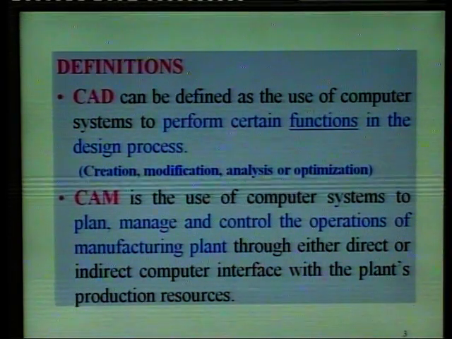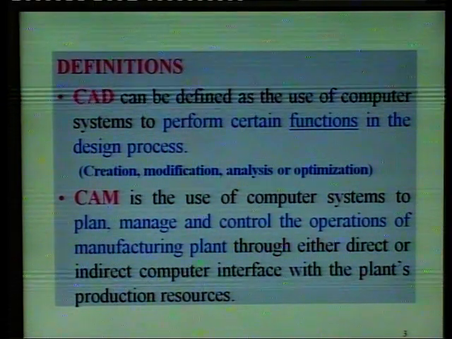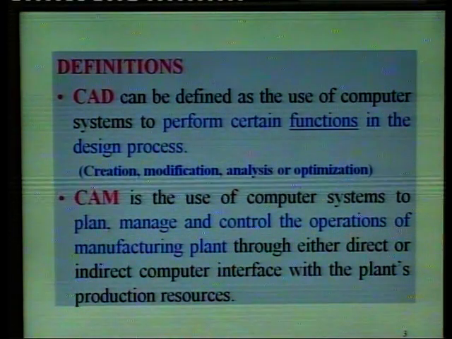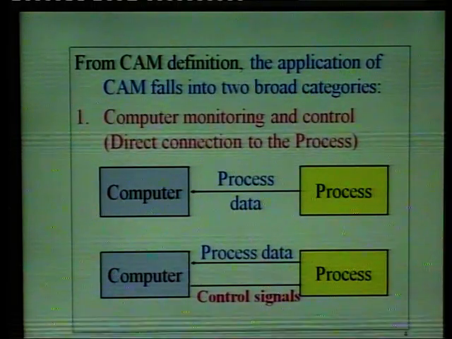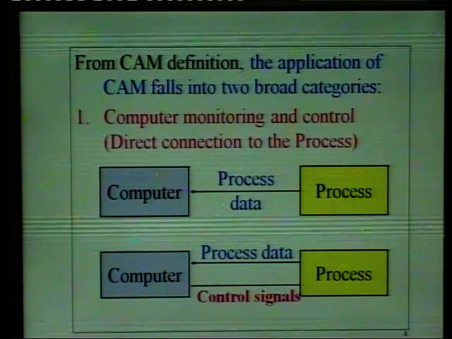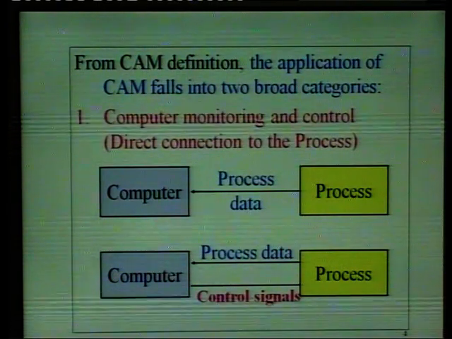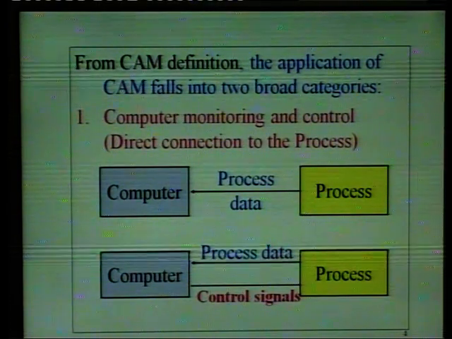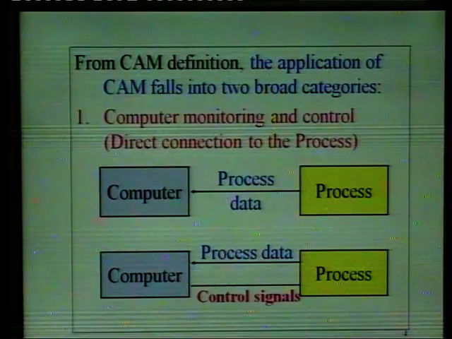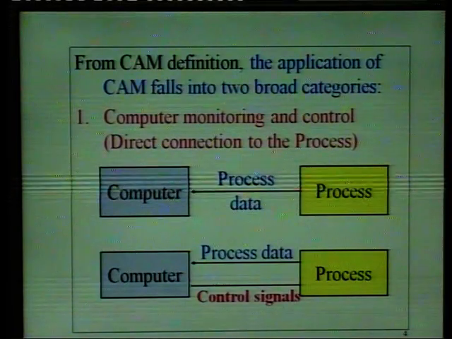and similarly it can be said that CAM is the use of computer systems to plan, manage and control the operations of a manufacturing plant through either direct or indirect computer interface with the plant's production processes. From the definition of CAM, we can say the application of CAM falls in two broad categories. In category 1, computer monitoring and control, the computers are in direct connection to the processes. The computers directly control the processes in this application.